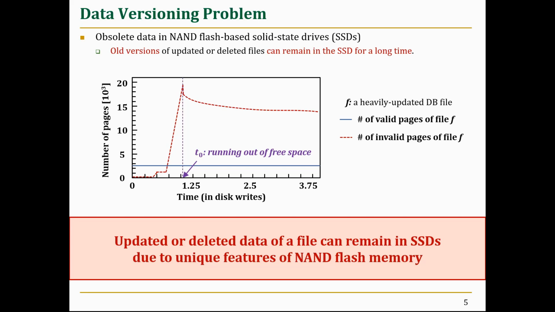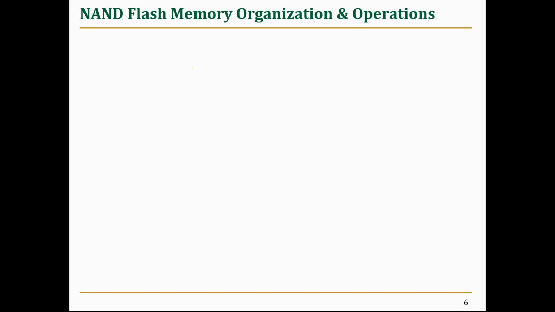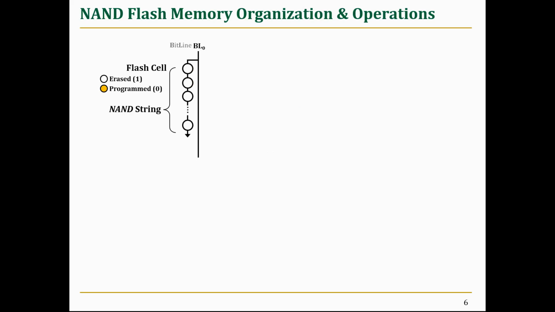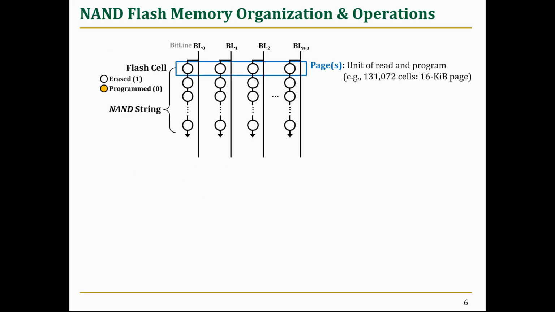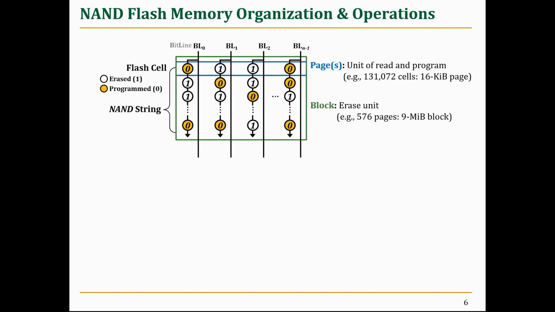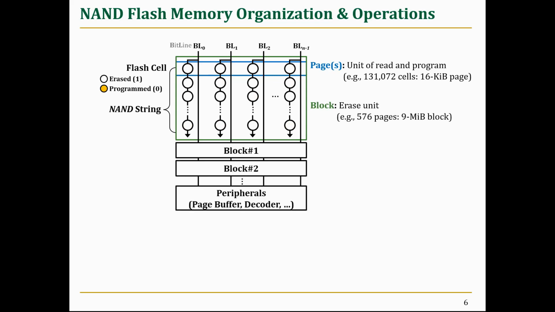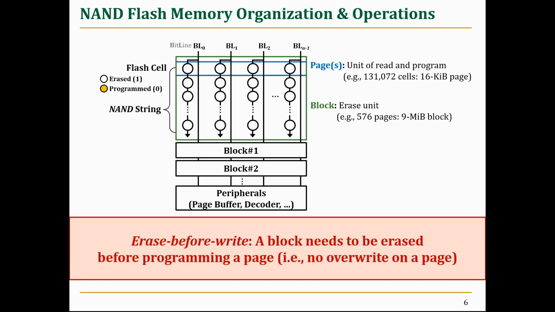NAND flash memory. In NAND flash memory, multiple cells form a NAND string, which is connected to a bit line. Cells at the same location of different bit lines, which is called a page, have to be read and programmed at the same time. Pages at the same NAND strings comprise a block, which is the unit of erase operations, and multiple blocks share bit lines and peripherals. These unique organizations and operation mechanisms result in the erase-before-write property: an entire block needs to be erased before programming its pages. In other words, a flash page cannot be overwritten directly.